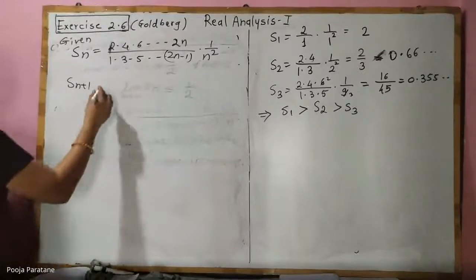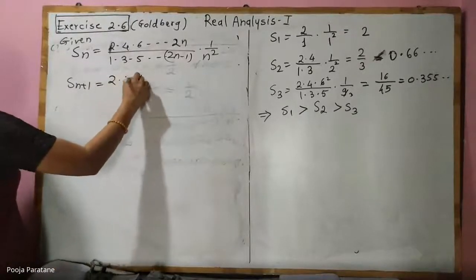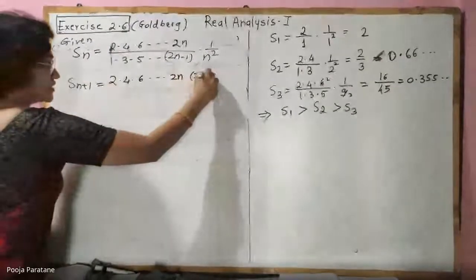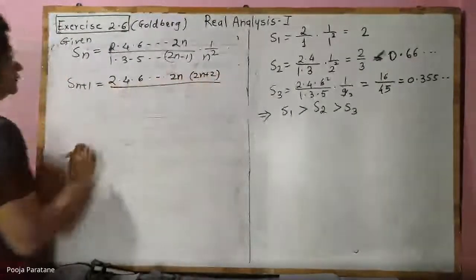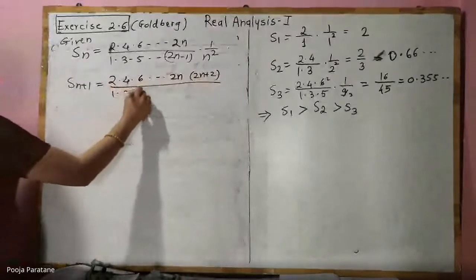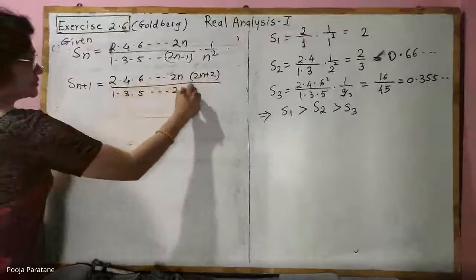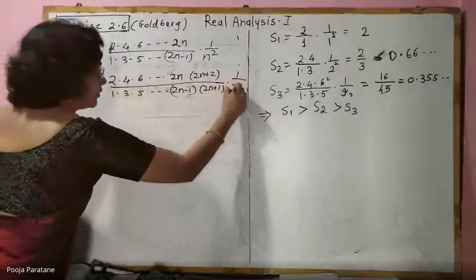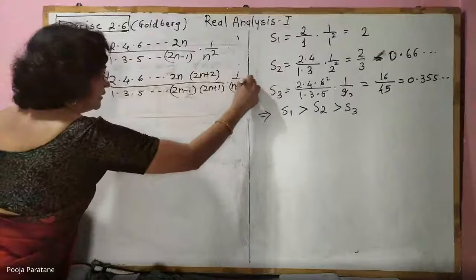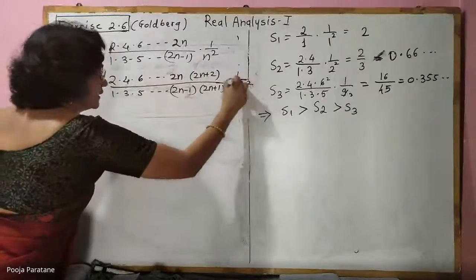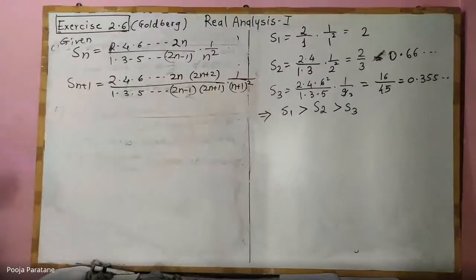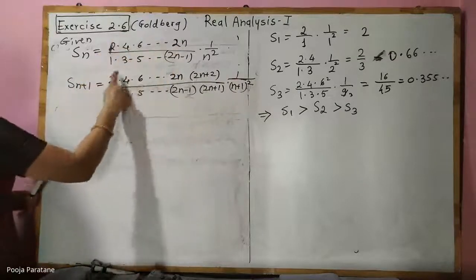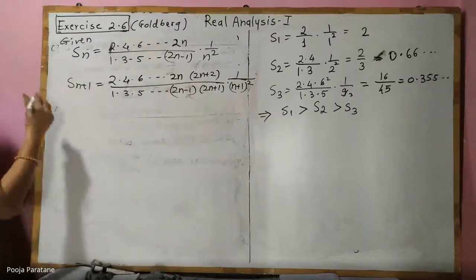Here, 2, 4, 6, up to 2n. So first n plus 1 even numbers, so the next even number is 2n plus 2. Here 1, 3, 5, then 2n minus 1, and the next odd number is 2n plus 1. And here it is 1 upon n plus 1 square, n will be replaced by n plus 1. So let us consider the ratio of this. We can observe here that this part will get cancelled. So let us see what happens.